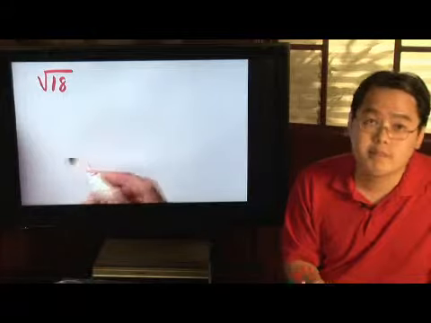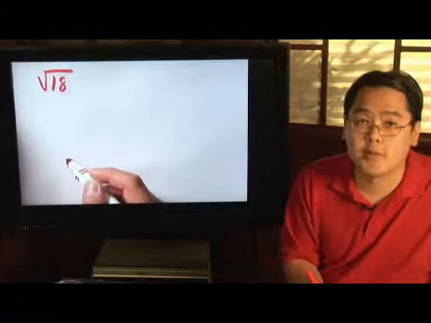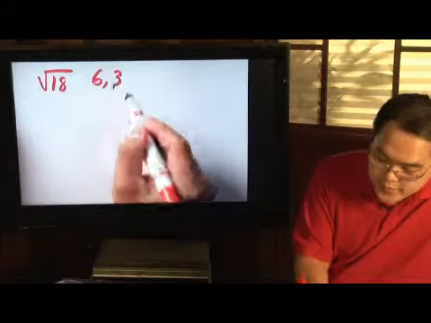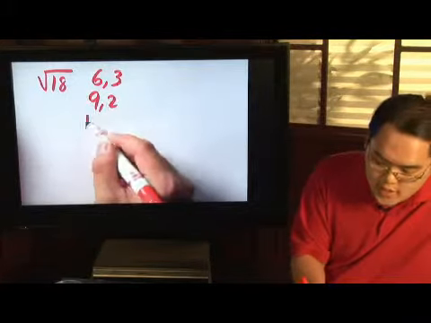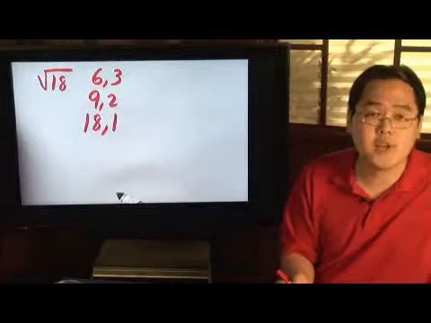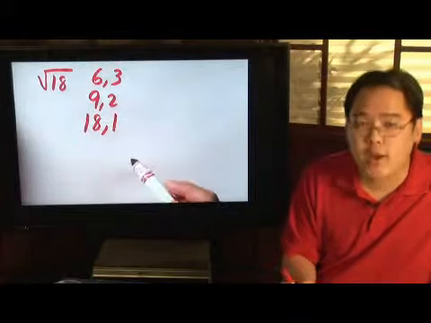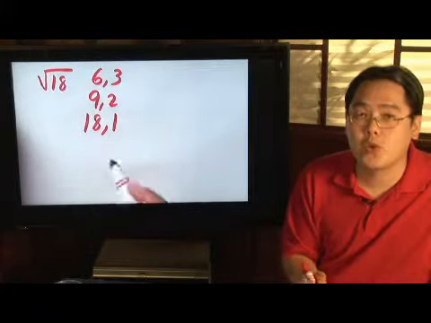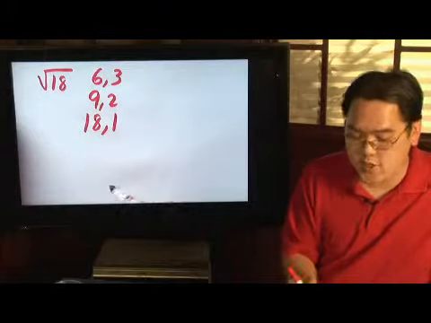Now, what you want to do is pick a couple of numbers that you know multiply to give you 18. So one list might be 6 and 3, 9 and 2, and of course 18 and 1. Now, out of these three pairs, think about which pair has what's called a perfect square. A perfect square means a number that, when you square itself, gives you that number.